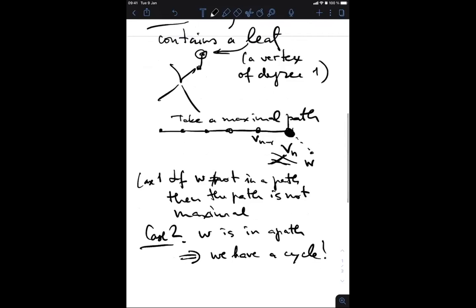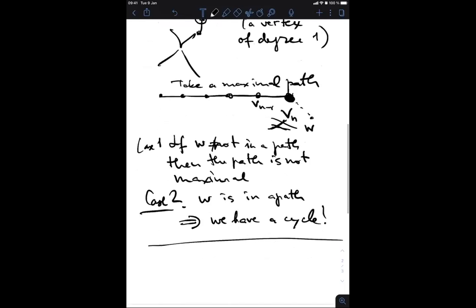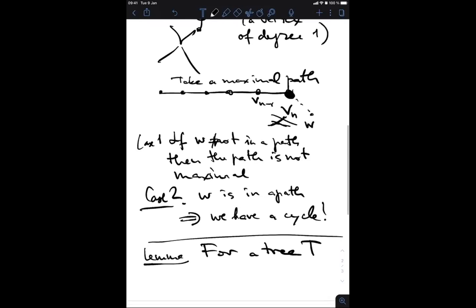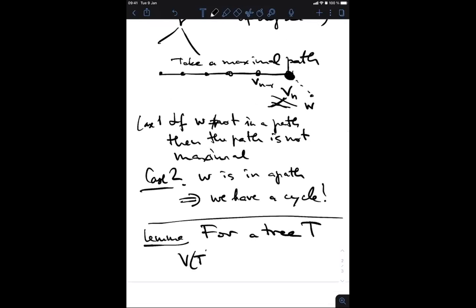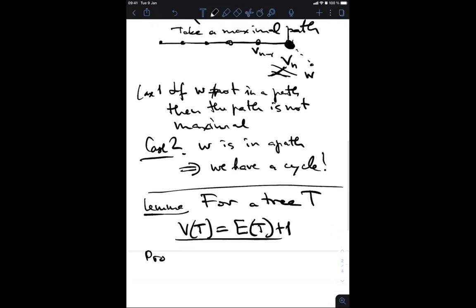And then we want to show that from having a tree, so lemma is for a tree, call it T, we have that the number of vertices equals the number of edges plus 1. Okay, and how the proof goes, we'll show it by induction on the number of vertices.